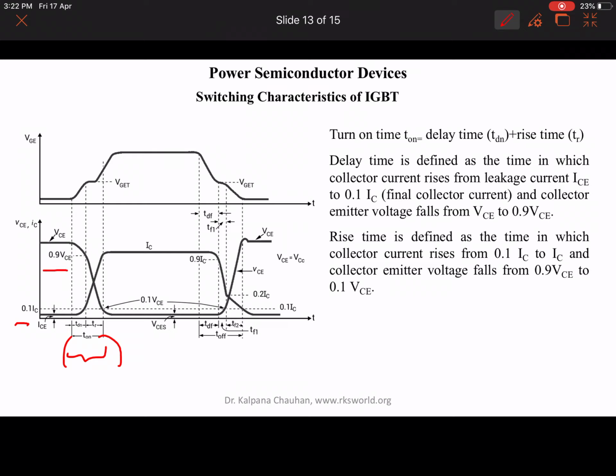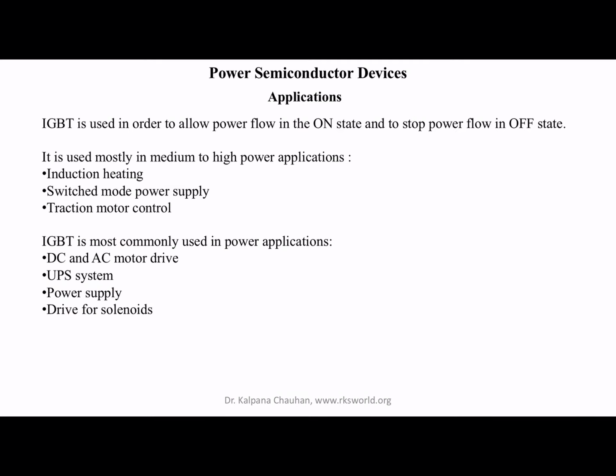Rise time is defined as the time in which the collector current rises from 0.1 IC to its value IC, and the collector emitter voltage falls from 0.9 VCE to 0.1 VCE. This is the time. So this is the switching characteristics of the IGBT.